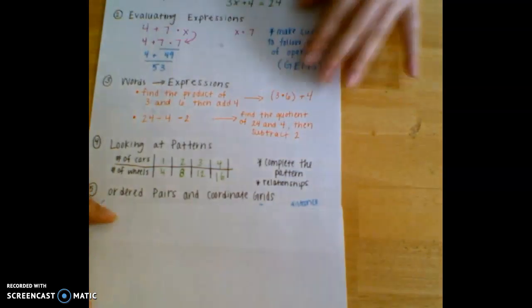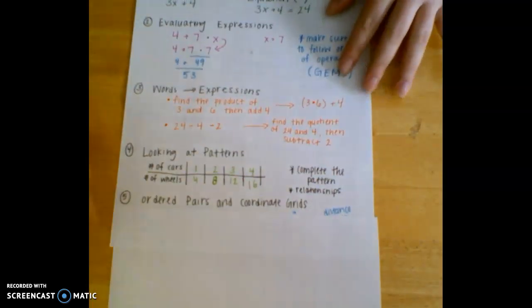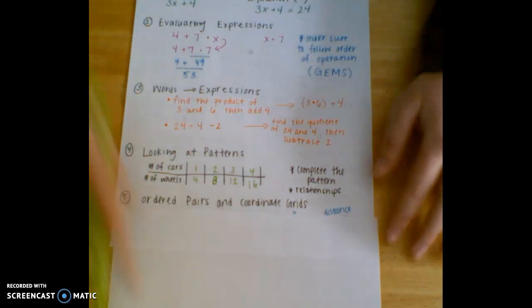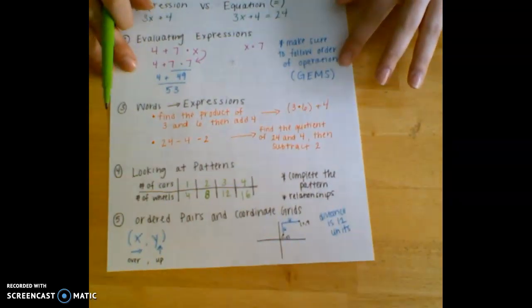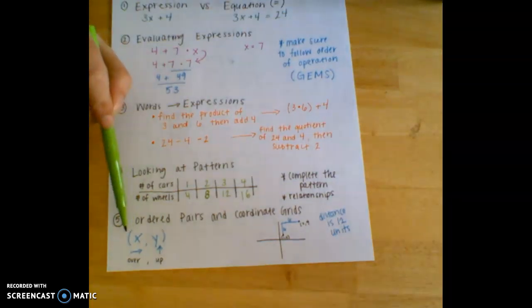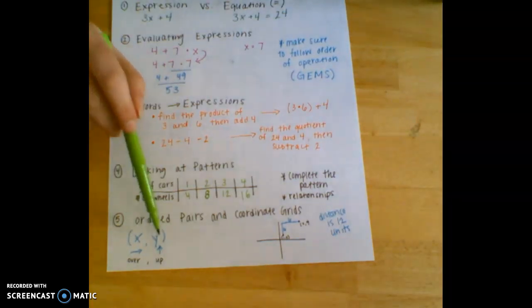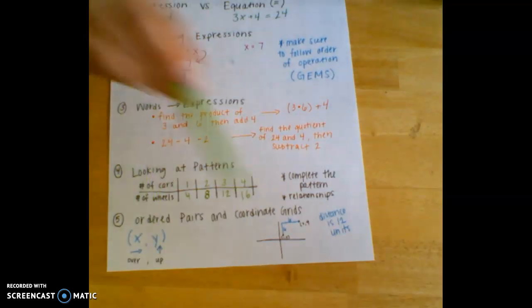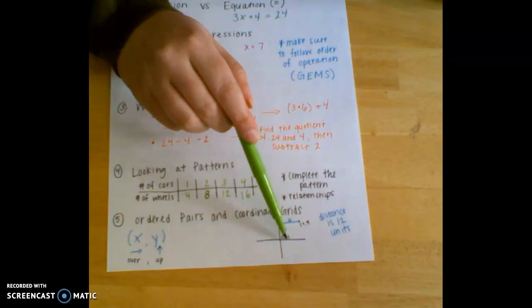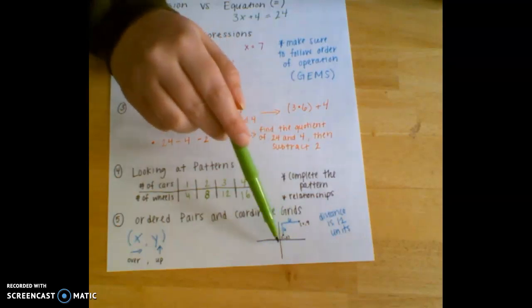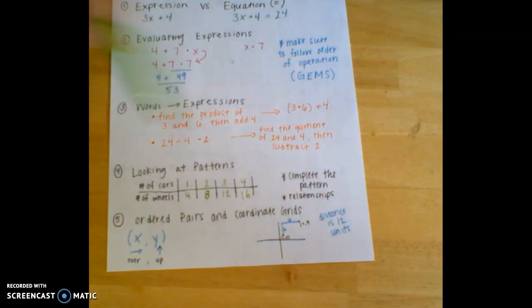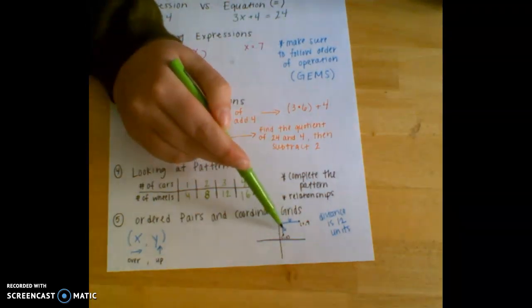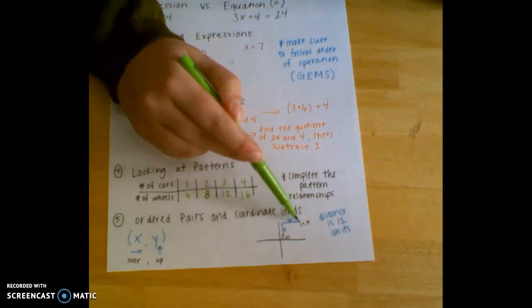Our last thing that we did, and another big thing, was we looked at ordered pairs and coordinate grids. So if we look right here, right now at ordered pairs, we have our X and our Y. It's always written X, Y, over, and then up. Always, always, always the way that we're going. So here I have 1, 4, and here I have 7, 9. Remember, we talked about distances, counting how many parts go up and over when we are counting.